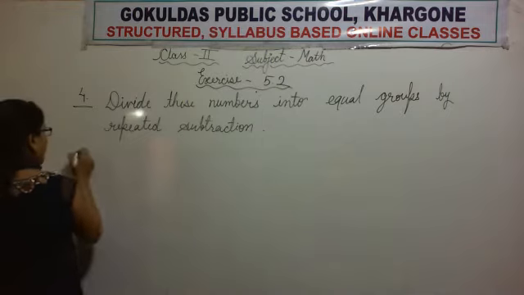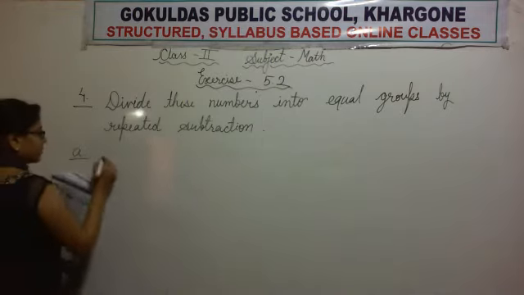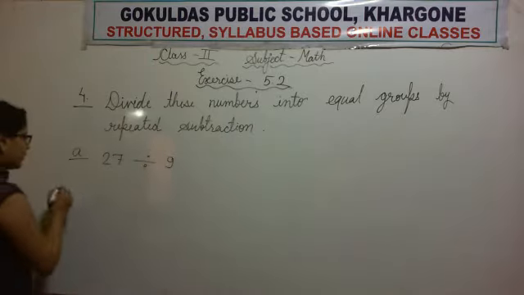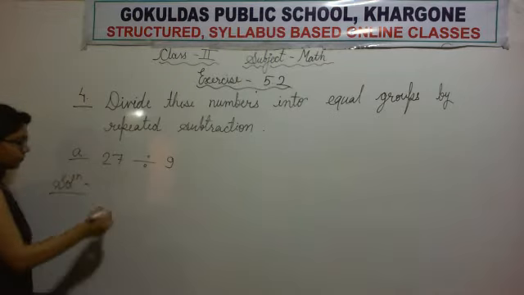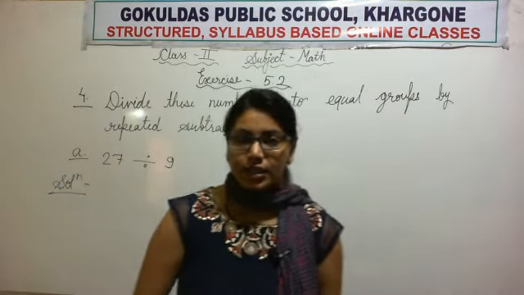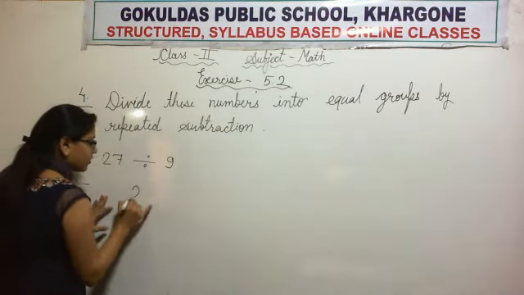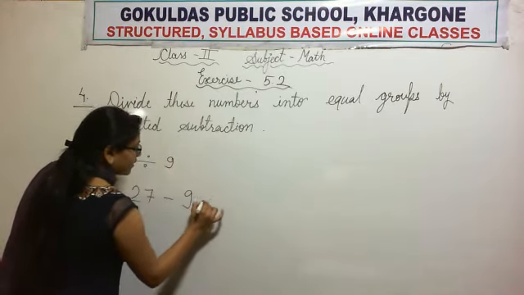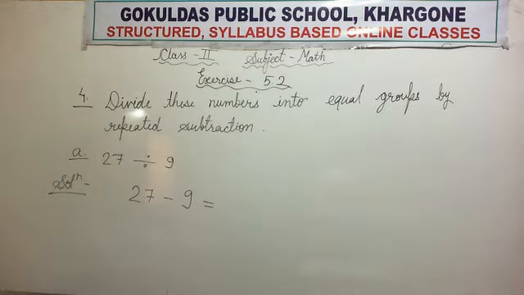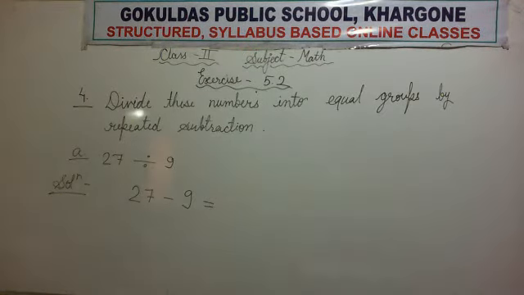Okay, so part A of question number 4 is 27 divided by 9. So let's solve it. We will subtract 9 from 27 till we get 0 as answer. Okay. So 27 minus 9 is equals to. So all of you subtract 9 from 27. You know how to subtract. So do it. Yes, you will get 18.